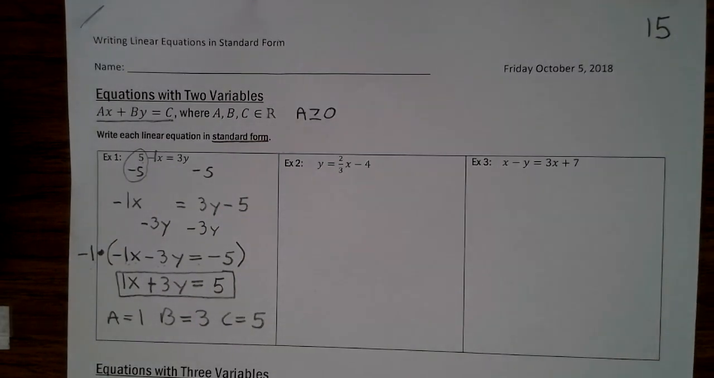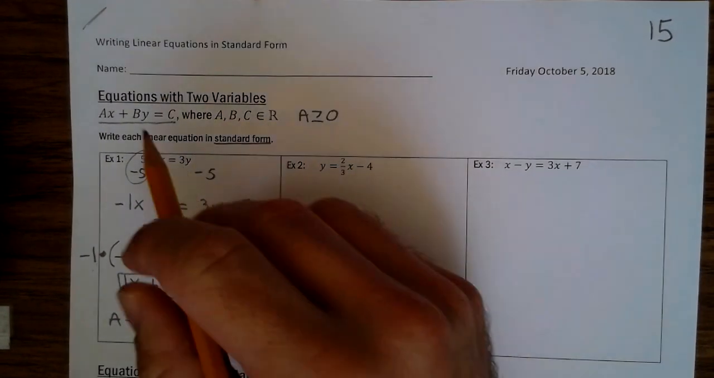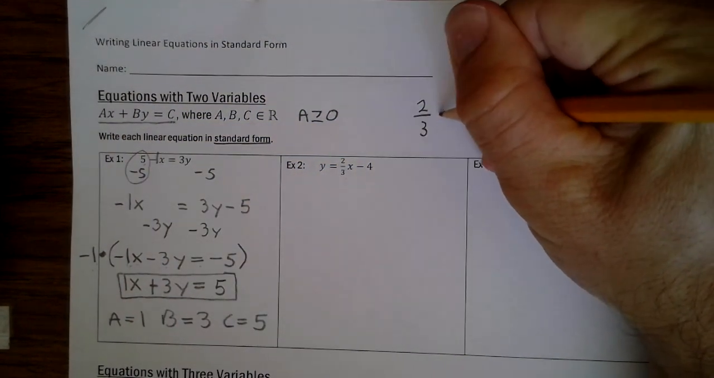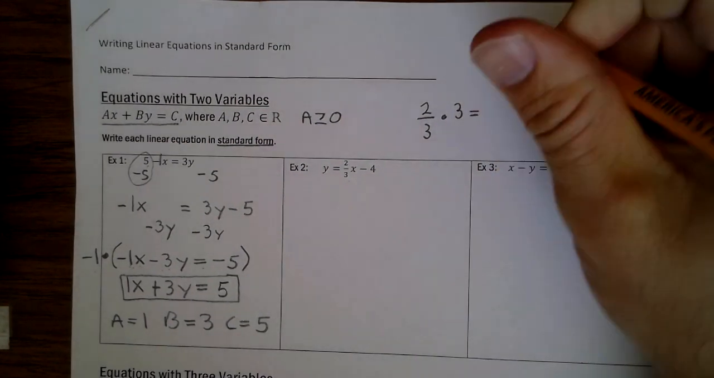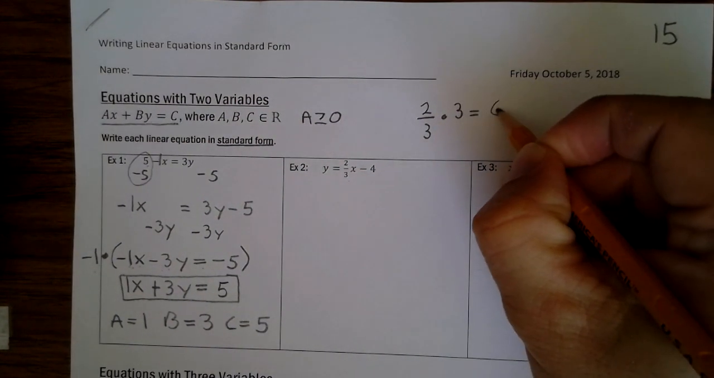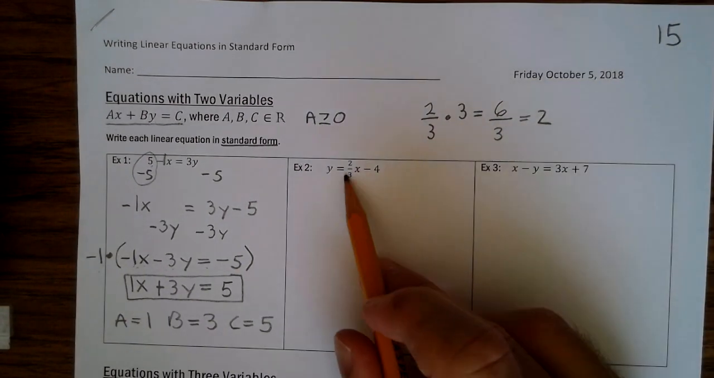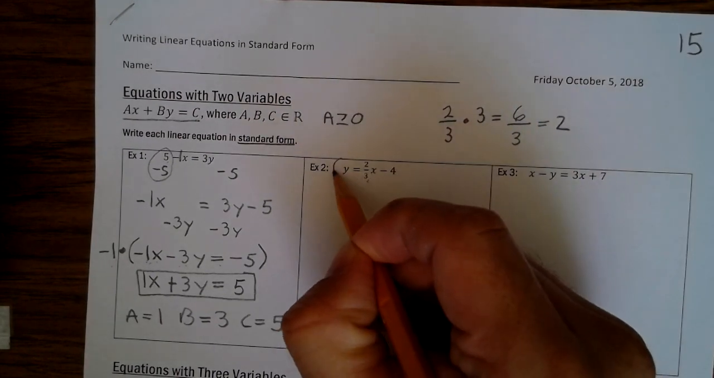All right, let's take a look at example 2. Now, we need to get rid of the fraction, okay, because you notice in standard form there's no fraction. So let's just take a look at 2/3, right? If I multiply 2/3 times 3, well, 2 times 3 is 6. 6 divided by 3 is 2. So if I multiply this by 3, I'll get rid of the fraction. But again, because of the equality, you need to multiply everything by 3.